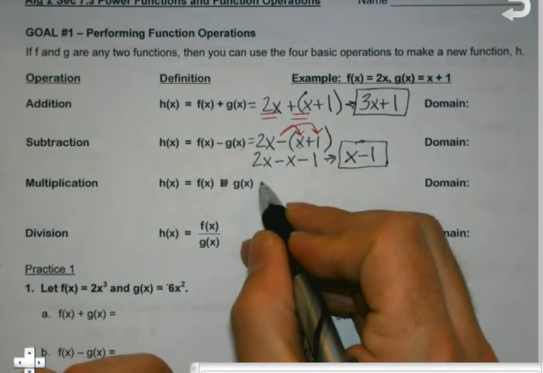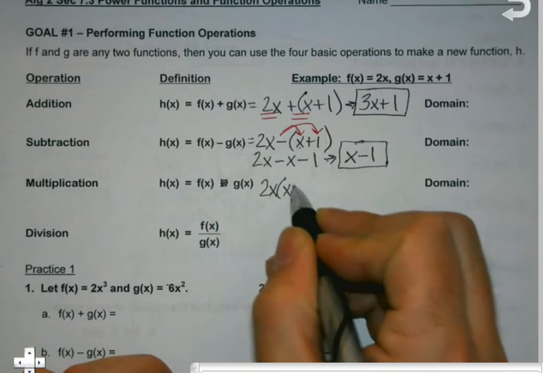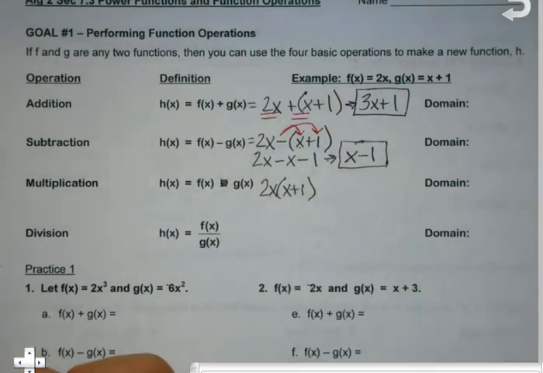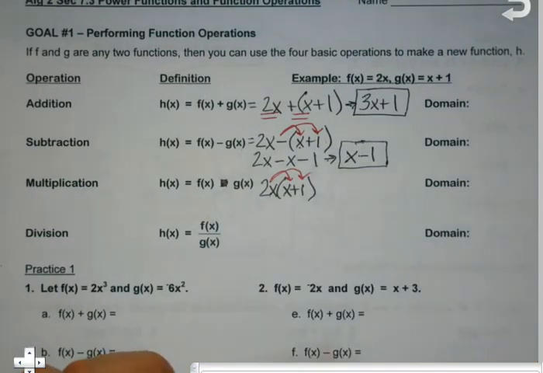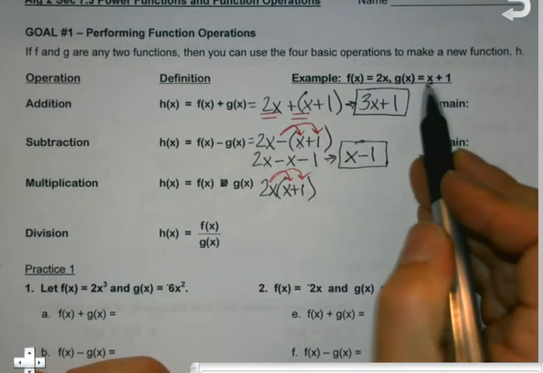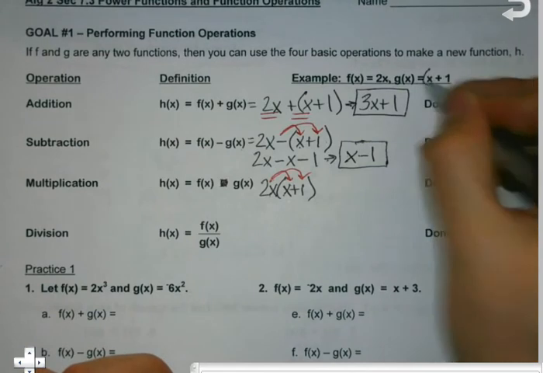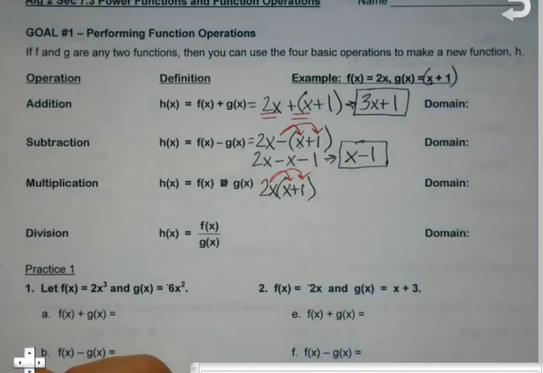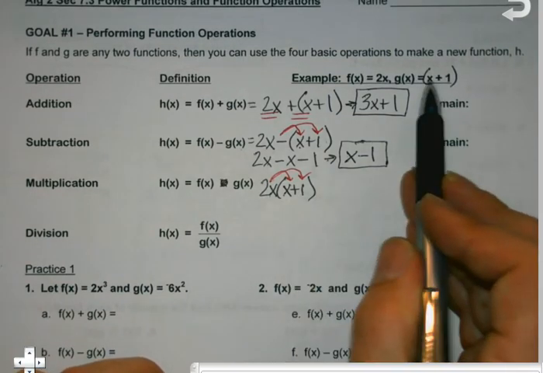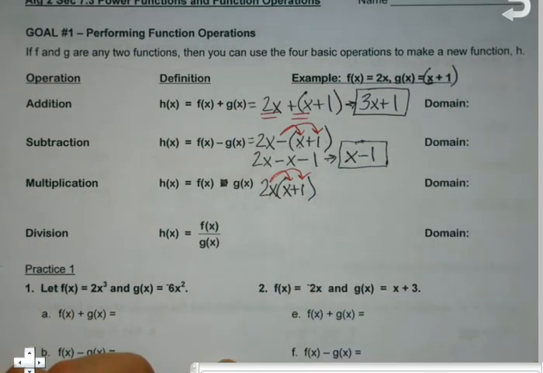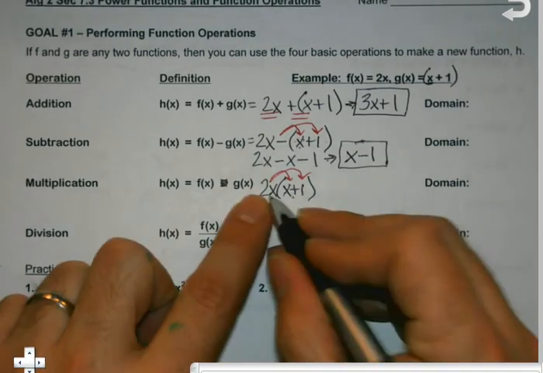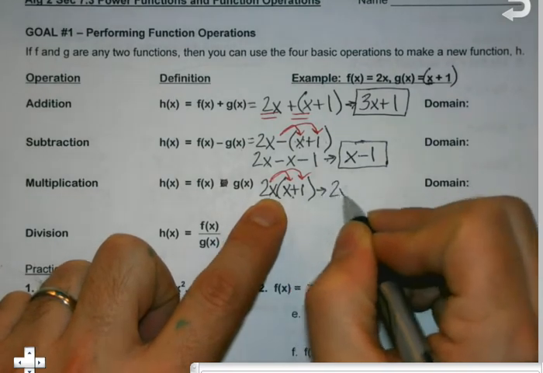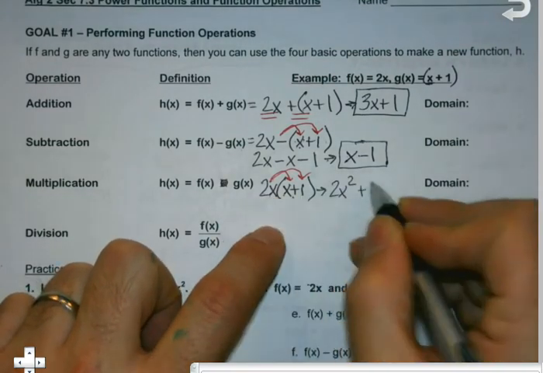Multiplication, same thing. F of x times my g of x in parentheses, and I'm just going to distribute. Anytime you see anything with a plus or minus in between, if it has multiple terms, I'm always going to put parentheses around. In a situation where I either subtract or I multiply, it's going to be important that I know this 2x doesn't just multiply the x, but it also multiplies the 1.